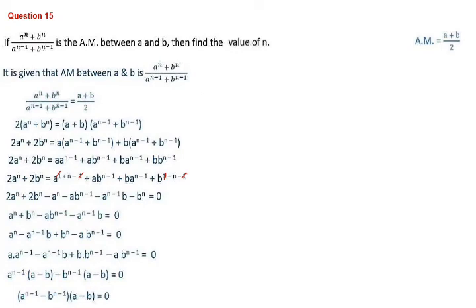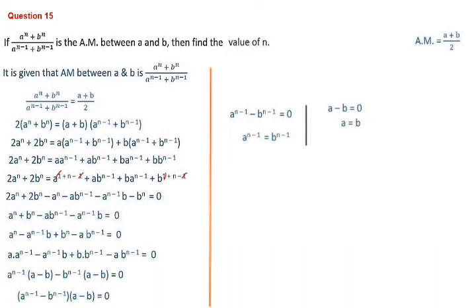Then if you take a minus b common, going out, the first term is a power n minus 1, the second term is minus b power n minus 1. Then the product is 0, which means each component we can equate with 0. So the first one is a power n minus 1 minus b power n minus 1 equal to 0. A power n minus 1 equal to b power n minus 1. Then a minus b is equal to 0, that is a is equal to b. So it is not possible because a and b are not equal.